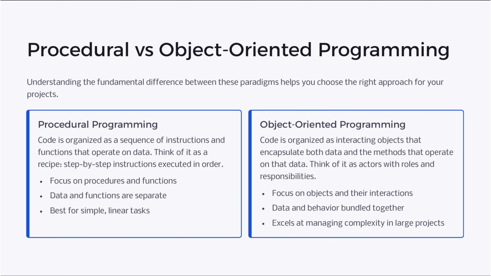Procedural programming organizes code as a sequence of instructions, focusing on functions and procedures. It's ideal for simple, linear tasks. In contrast, object-oriented programming structures code as interacting objects, bundling data and behavior. This approach excels in managing complexity in large projects, emphasizing objects and their interactions.